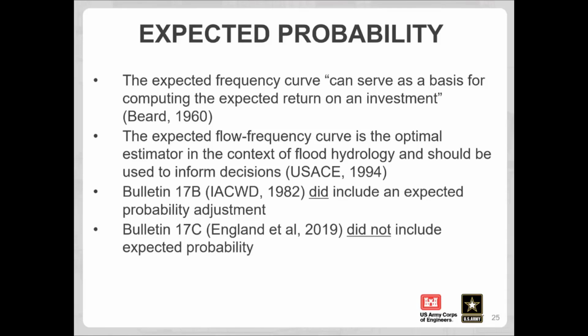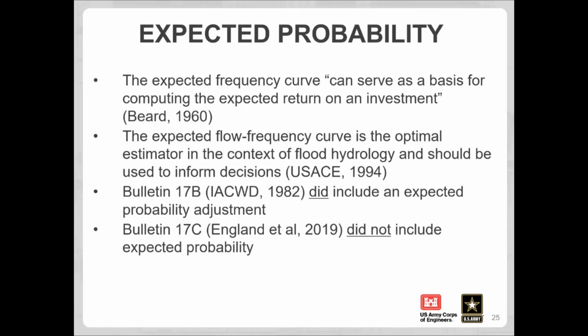Bulletin 17C had an expected probability adjustment in it in one of the appendices. 17C did not include it. So I guess we're bringing it back. So we're gonna add it to the software. If you're in the Corps and you need it and you use it, it's there. If you're in an agency that doesn't care about or use expected probability, it's an option that you can, I think, turn off. So you don't have to use it.